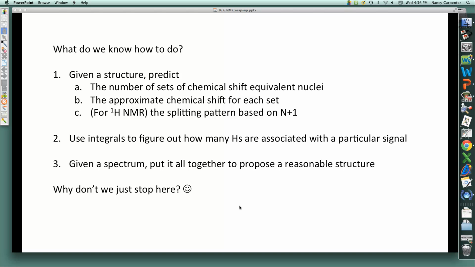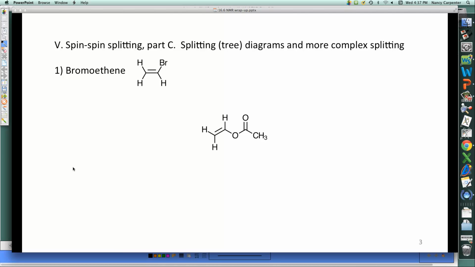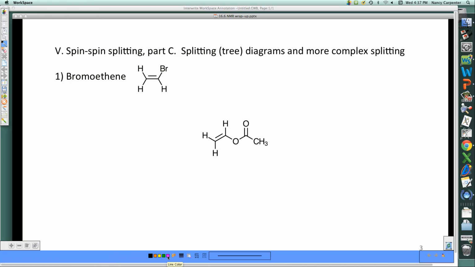But wait, there's more. So, spin splitting part C, tree diagrams and more complex splitting. The book goes through the example of bromoethane. I'm going to go through the example of vinyl acetate. They're very similar in that both of them have 3 hydrogens that are not chemical shift equivalent. In other words, H sub A here is in a completely different electronic environment than H sub B.